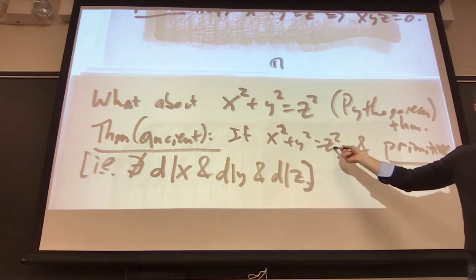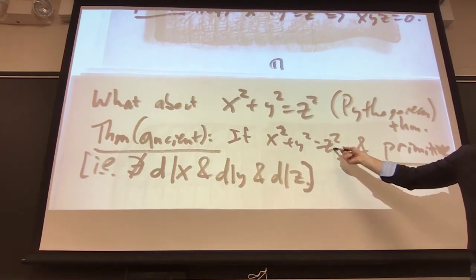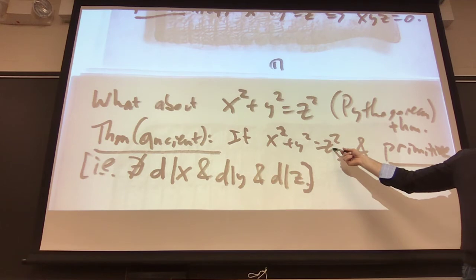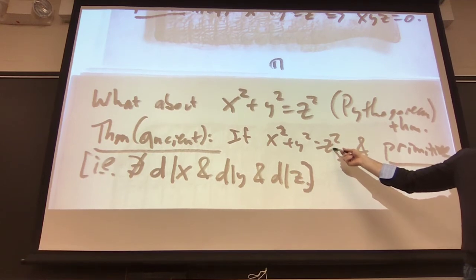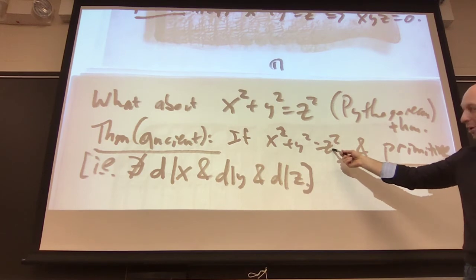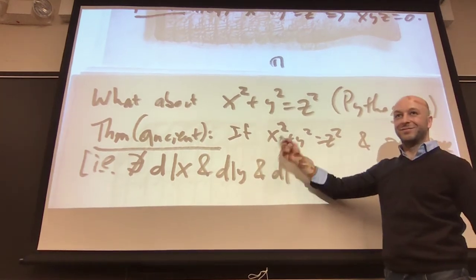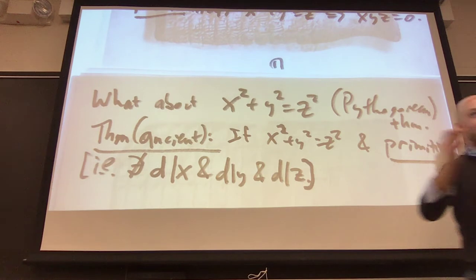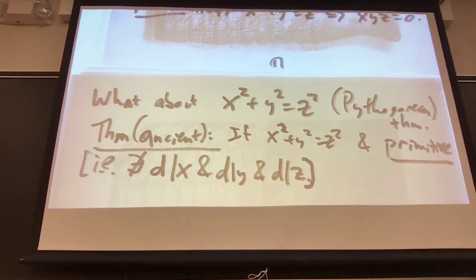So 3, 4, 5 is a solution. So is 6, 8, 10. So is 3 times 3 is 9, 4 times 3 is 12, 5 times 3 is 15. 9, 12, 15 is a solution. Don't worry about those. Divide out that common factor and get to a primitive solution. 3, 4, 5. They have nothing in common.